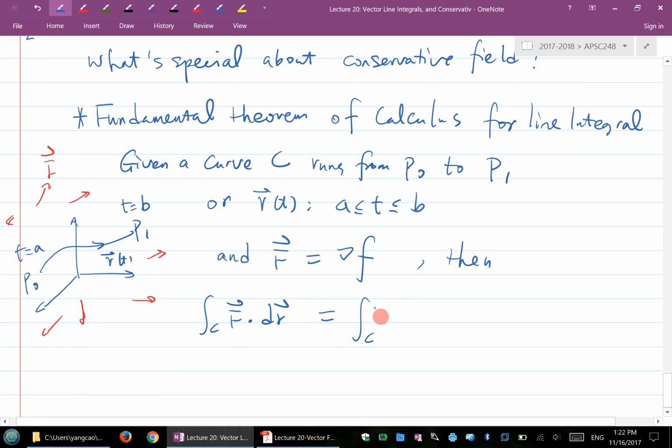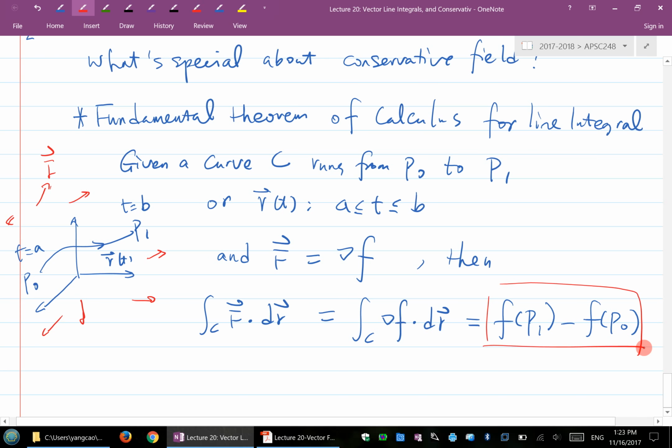So technically speaking, you can literally replace the F with del f, because that's where this F is from, right? You can replace that with this. But the good part is you don't need to calculate this line integral as we did previously, in the first hour or so. You can use this fundamental theorem of calculus for this. This is basically what happens here. That's how you can calculate a vector line integral inside this conservative field.